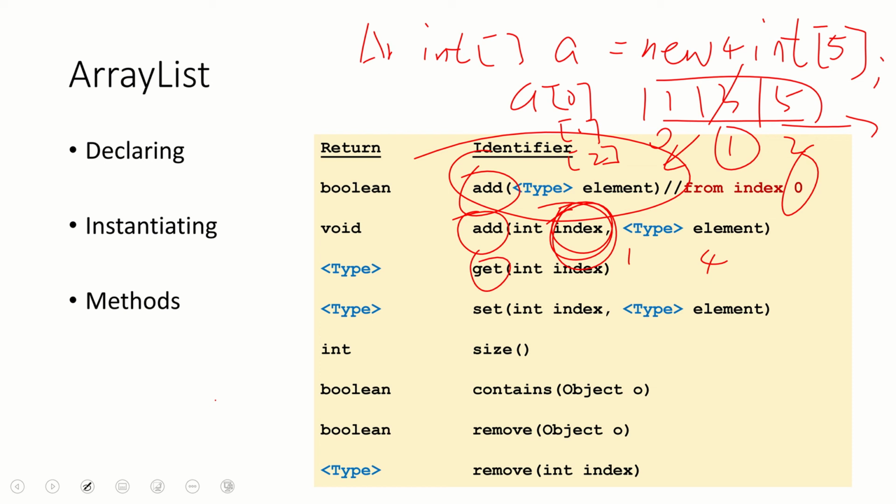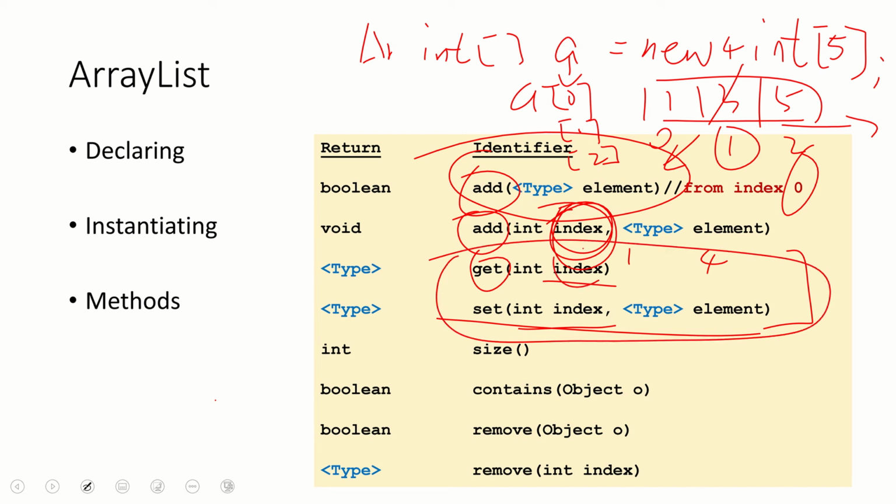For the get method, it helps you retrieve data from the array list based on the index. It's very similar to when we use the array, using the index to retrieve. Then you have another one, set, to help you reassign the value. So all the things when you access, retrieve, or reassign a value, we use methods, with the index or without index.